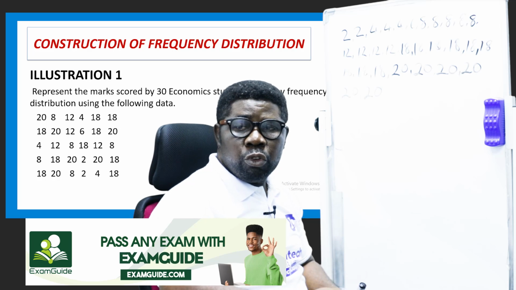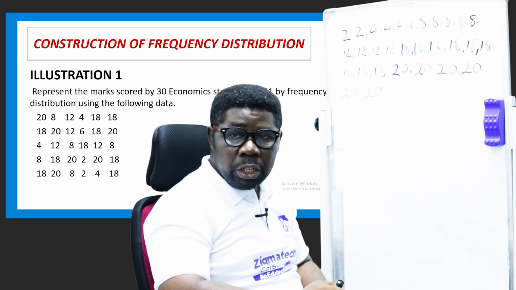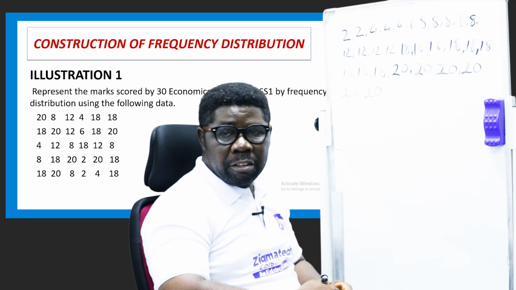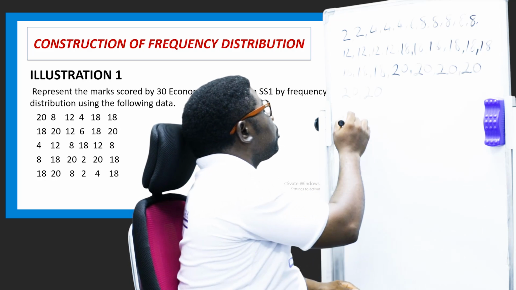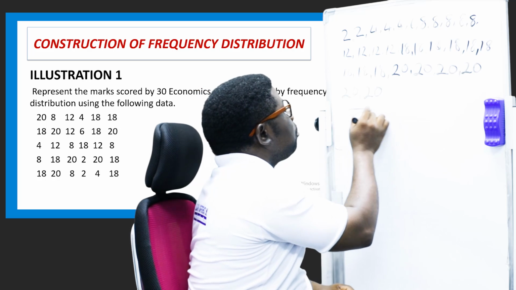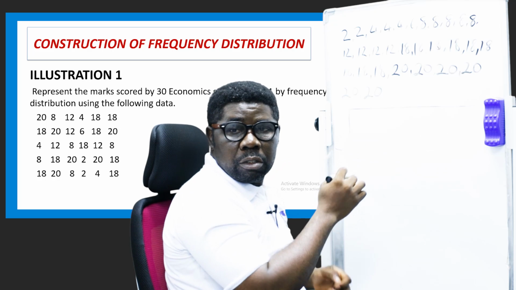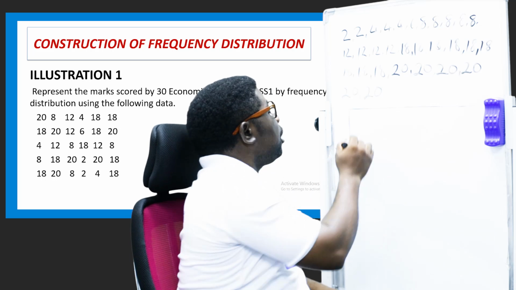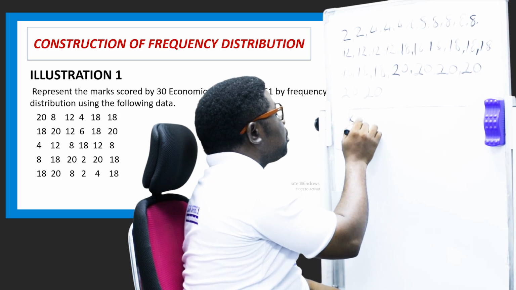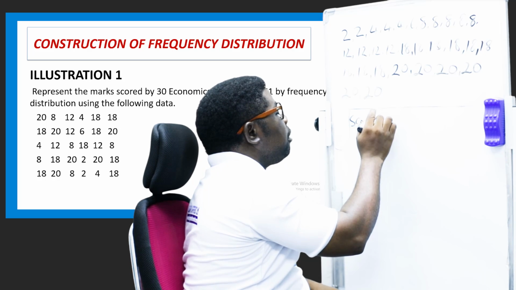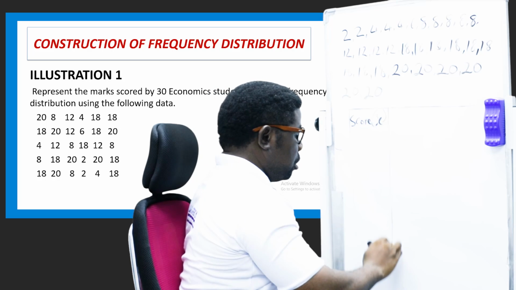Now what do you do? We are going to construct a frequency table. In economics, our variables are denominated as X. So we do a table. This is our scores, which you can call our X, our observation.